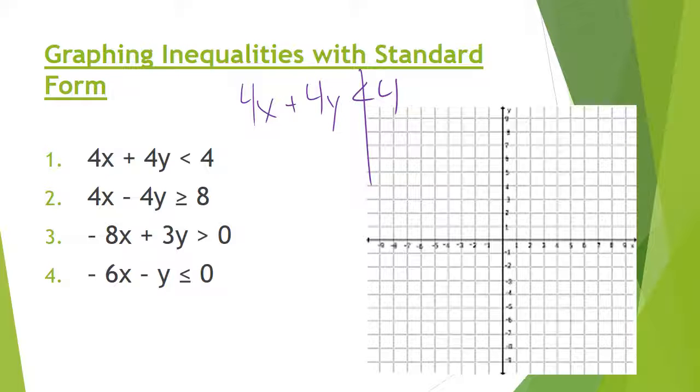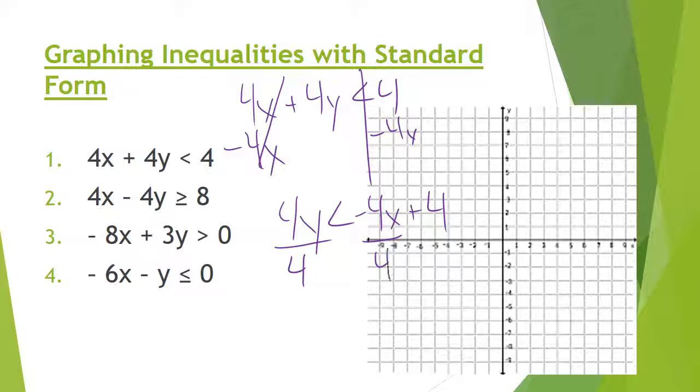I have to get y by itself because, once again, you can't graph unless y is by itself. So I subtract 4x from either side. I get 4y is less than -4x plus 4. Divide everything by 4, every single thing by 4. So y is now less than -x plus 1. I don't have to write the 1 in front of the x.